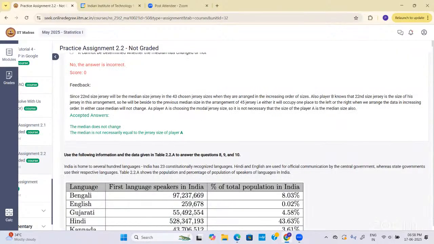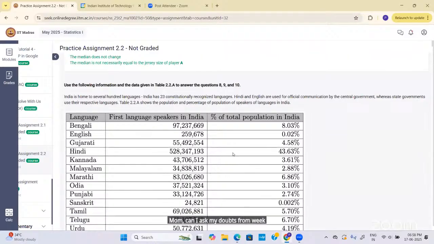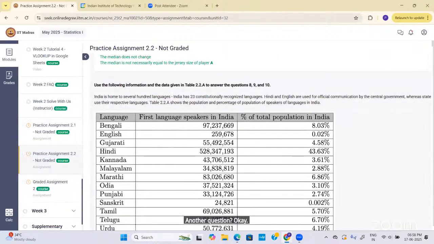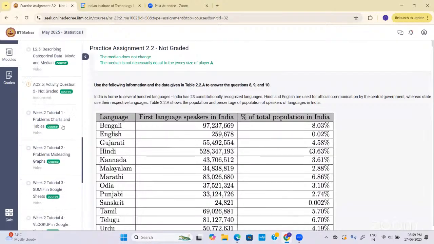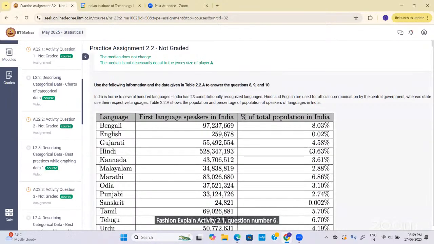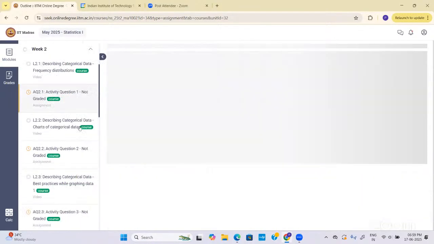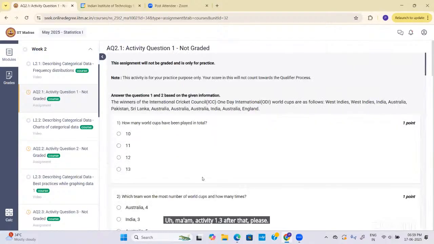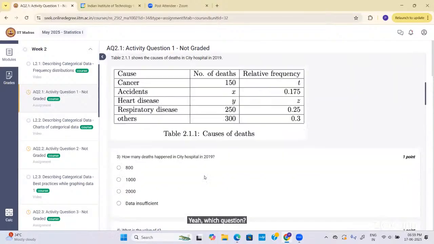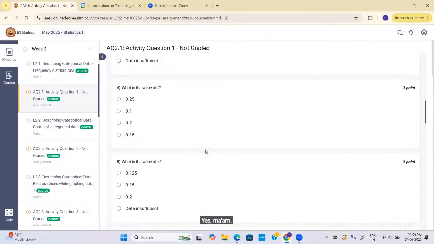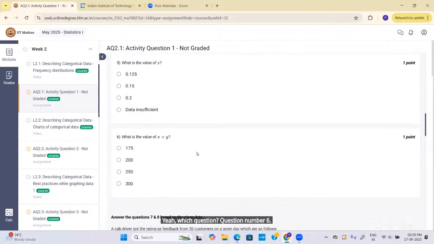Ma'am, can I ask my doubt from week 1? Okay, ask. First explain activity 2.1, question number 6. Ma'am, activity 1.3 after that, please. Okay, sure. Which question? Question number 6. Yes, ma'am. Please explain how the answer is 300.